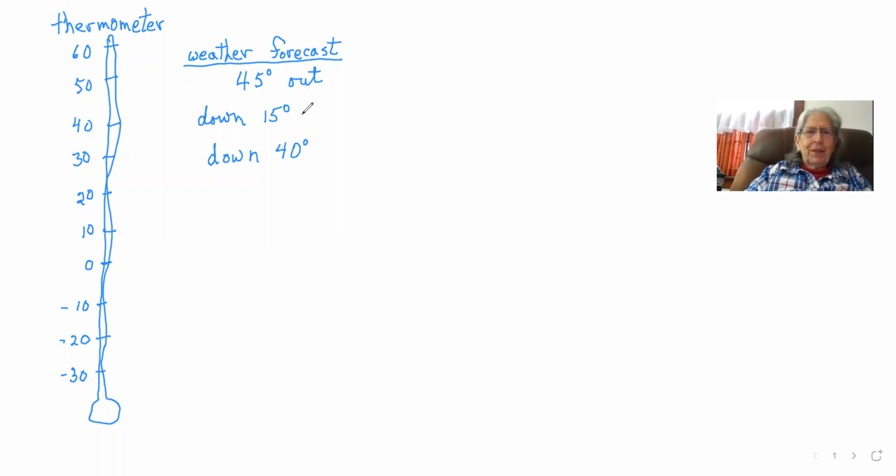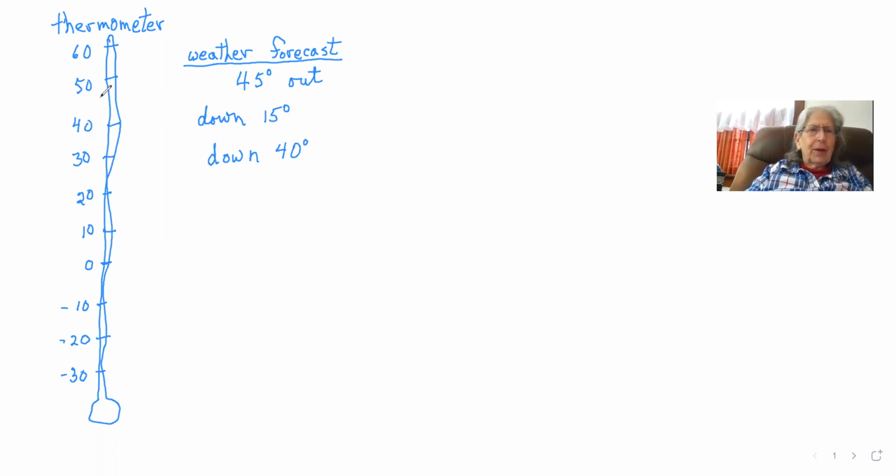It's going down 15 degrees during the day, and then during the night, it's going to go down another 40 degrees. How cold will it be in the morning? Well, let's see what's happening.